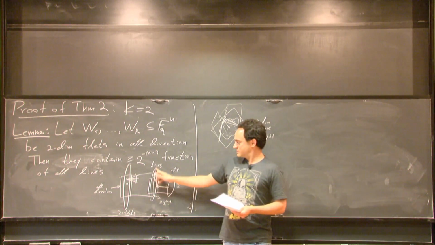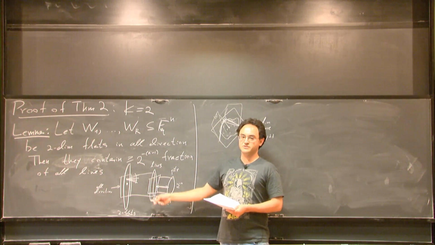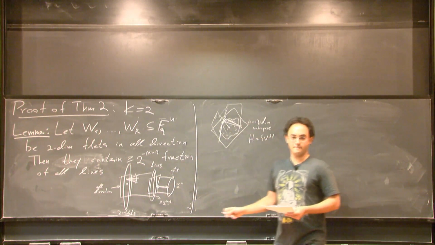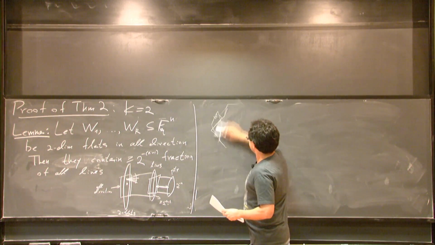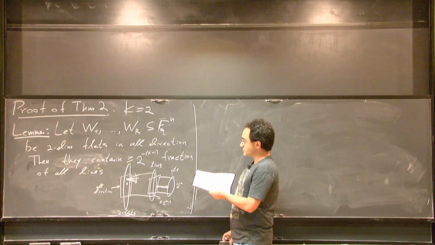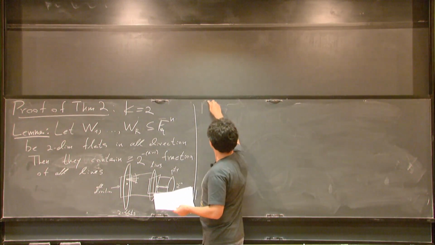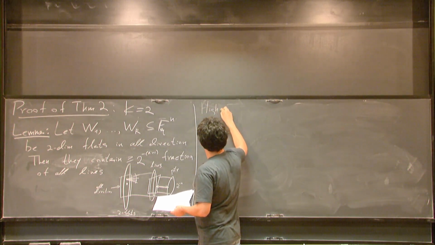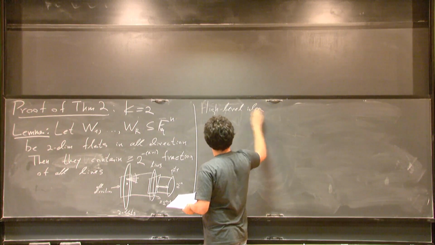You get, for every direction, a 2 to the minus n fraction of the lines in that direction. Okay, so why is this good? So this is a high-level idea of the rest of the proof.